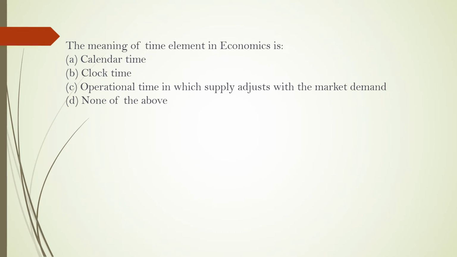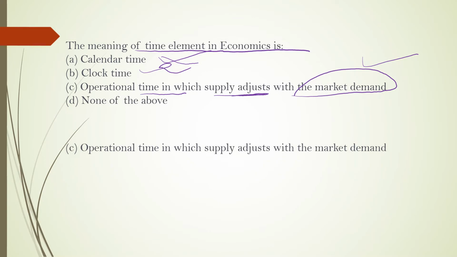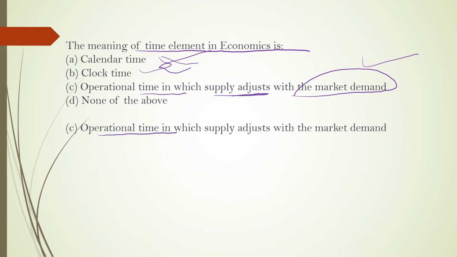Next one is, the meaning of time element in economics is calendar time, no. Clock time, no. Operation time, in which supply adjusts with the demand, market demand. So none of the above. The right answer is operation time, in which supply needs to be adjusted according to market.